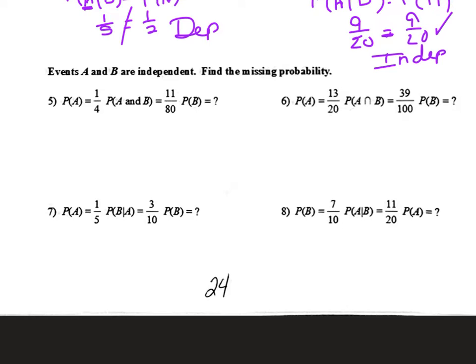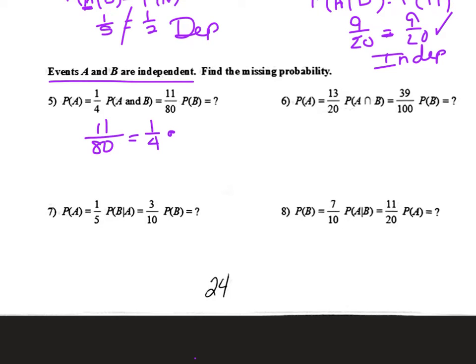So if I tell you that two events are independent, then you know those rules apply. So that means I'm allowed to use those rules to figure other things out. So A and B are independent. So the probability of A and B, you don't really have to write the rule when you're doing it this way. So the probability of A and B is equal to 11 over 80. That should be equal to the probability of A times the probability of B.